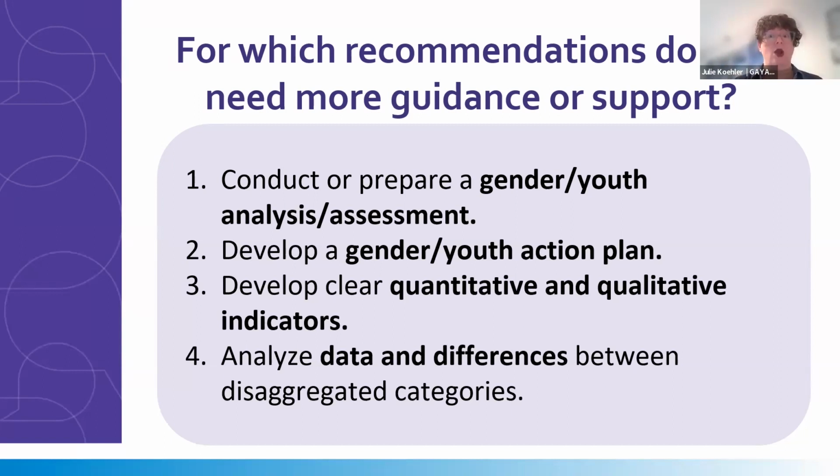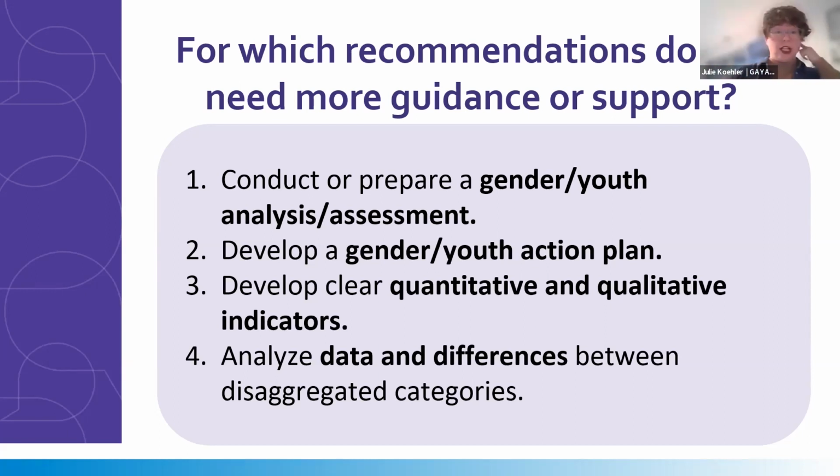So around number 1, gender and youth analysis or assessments. Number 2, developing gender and youth action plans. Number 3, developing clear quantitative and qualitative indicators. Or number 4, analysis to analyze that data and difference between disaggregated categories. So love to hear the responses.